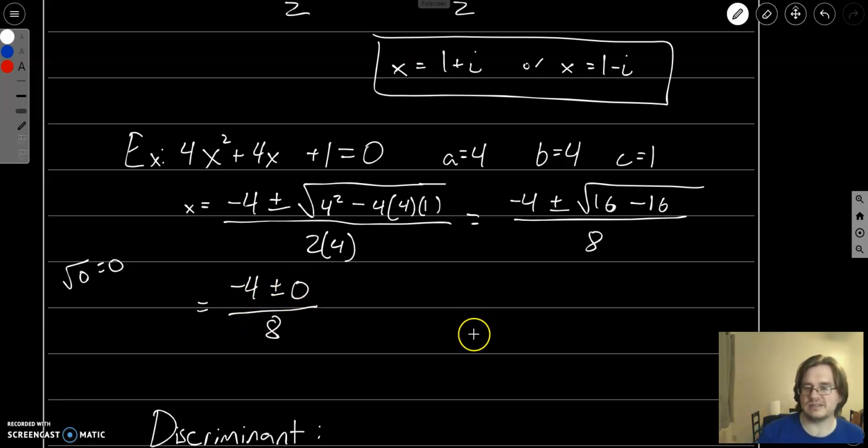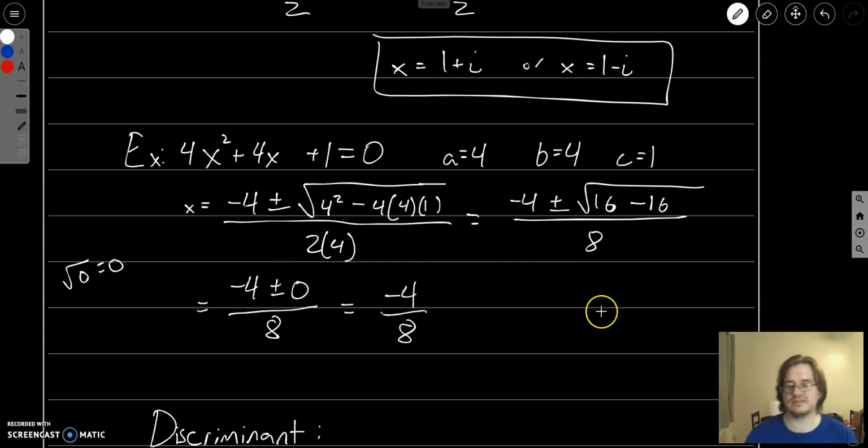So now this looks a little bit odd, because if I take negative 4 and I add 0, I just get negative 4. And if I take negative 4 minus 0, I also get negative 4. Adding and subtracting 0 doesn't change anything. So I might as well just write this.